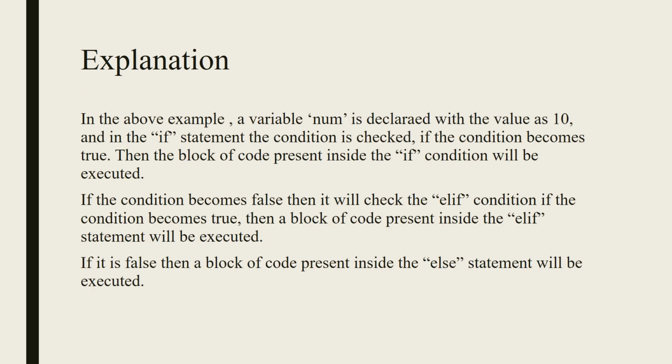In the above example, a variable num is declared with the value as 10, and in the if statement the condition is checked. If the condition becomes true, then the block of the code present inside if condition will be executed. If the condition becomes false, then it will check the elif condition. If the condition becomes true, then the block of code present inside the elif statement will be executed. If it is false, then a block of code present inside the else statement will be executed.